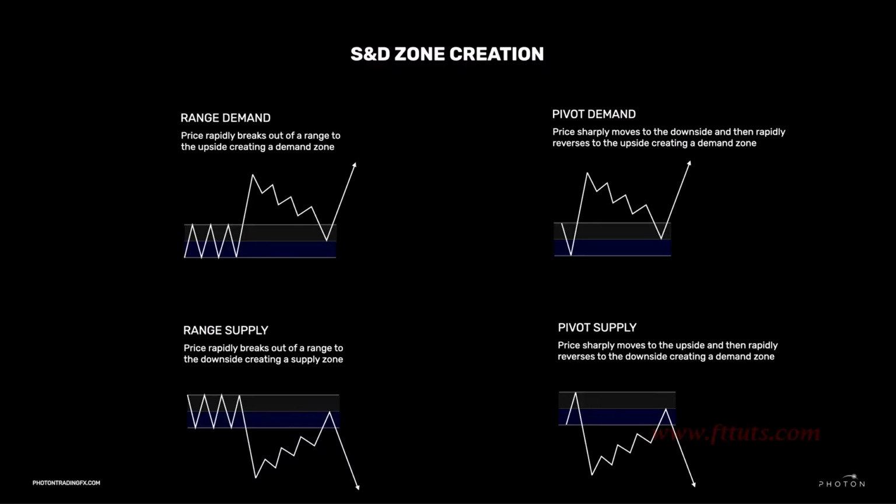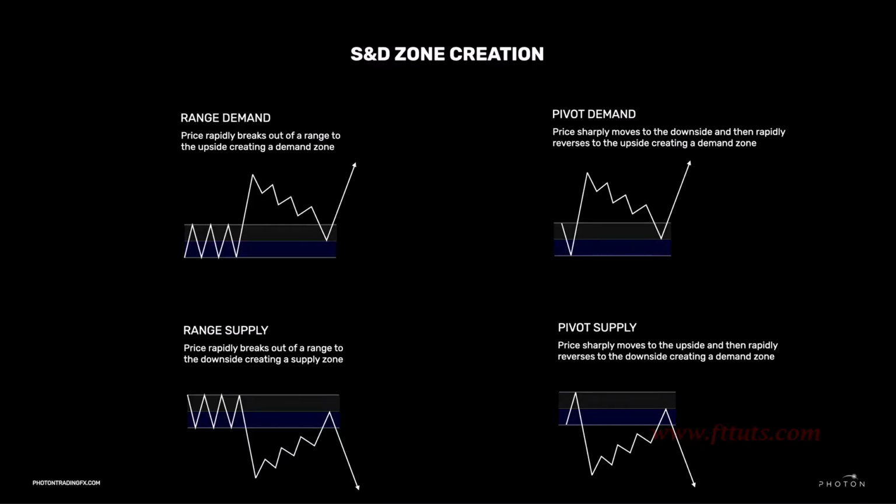Now, the second type of demand and supply zone that you will see is pivot created zones. So in the case of pivot created demand, you will see a sharp down move followed by a sharp retrace to the upside. So what's happening here is that supply is in control as price is moving down, and then suddenly an overwhelming amount of demand steps into the market, causing price to rapidly reverse to the upside. And that creates that demand zone that we are now interested in, and we wait for price to return to that pivot demand zone to look for potential long entries.